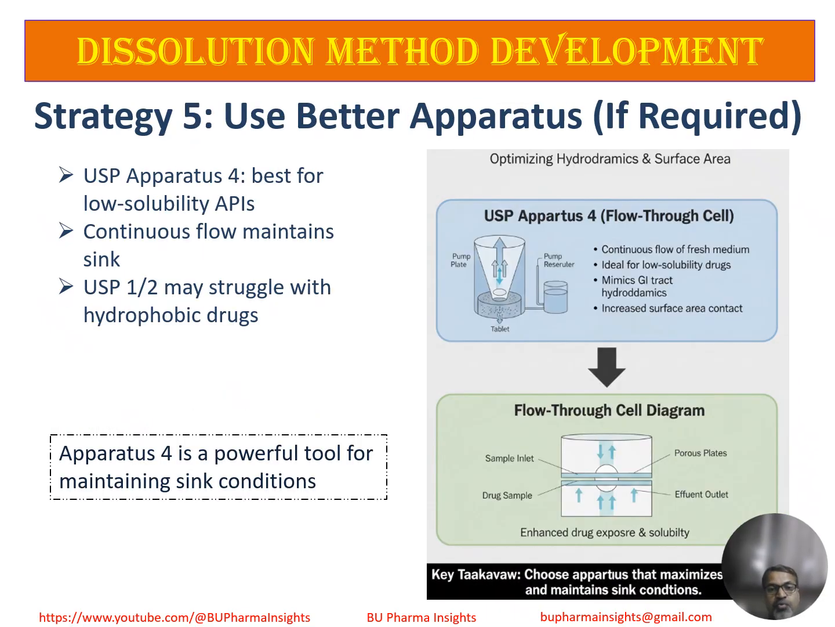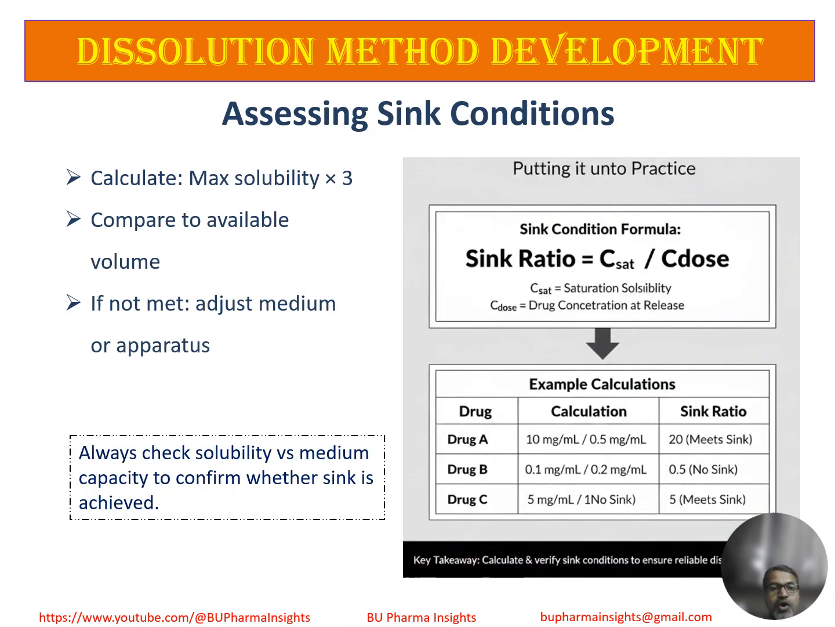USP apparatus 4 uses continuous flow to constantly renew the medium, naturally maintaining sink conditions, even for low solubility APIs. This makes it especially useful when USP apparatus 1 or 2 struggle with hydrophobic drugs.